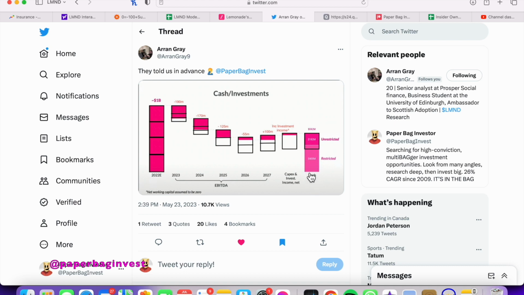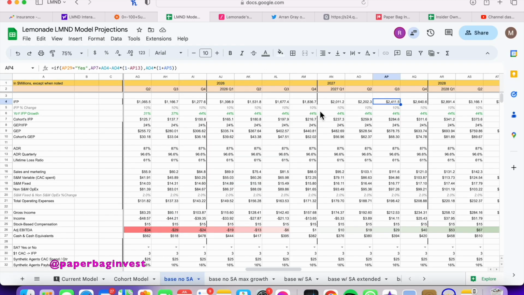So if you go off of that, I think that's a huge hint that they're probably in the $2.4 billion in-force premium range somewhere around 2027. So that's roughly where we've modeled that. It's a little bit higher, it continues to grow, and of course would continue to grow, but that's roughly the base case I'm shooting for.